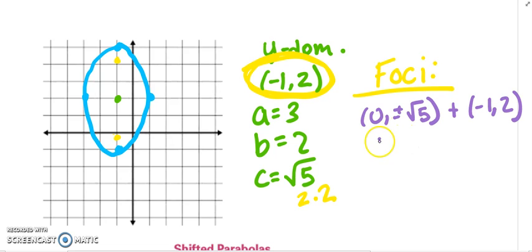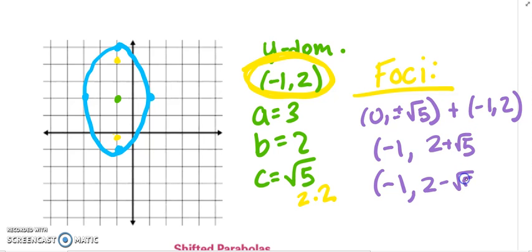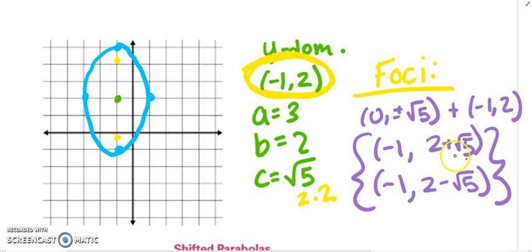So the x-axis doesn't change for either one. The y, because it's y dominant, we add it to the y. So you're going to have 2 plus the square root of 5, and 2 minus the square root of 5. You could do square root of 5 plus 2 and negative square root of 5 plus 2. But that's it, and you just leave it like that. Those are your foci. Well, we already graphed it, but you would convert it to a decimal, right? So this would be like 2.2, so that would be -1, 4.4.